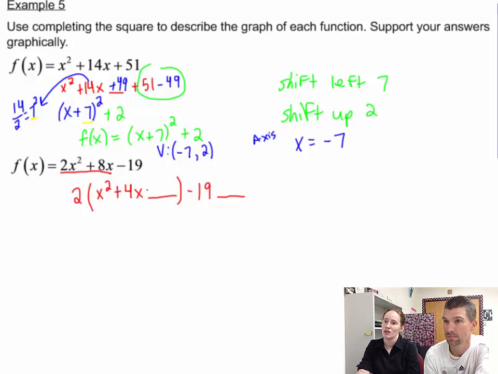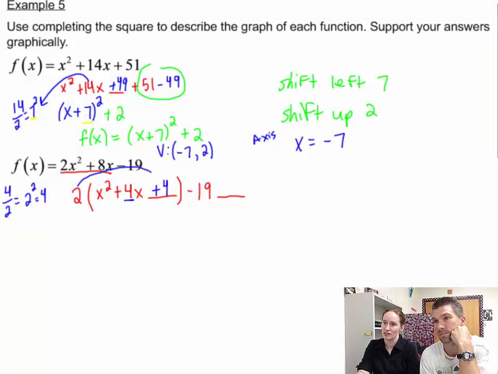Okay, so we need to figure out what to put in here. We do that using this number in front of x. We do the half squared. We're going to take half, square it, which gives us 4. So if I add 4, we need to realize what are we really adding if we add 4? 2 times 4, which is 8. So here, we need to subtract 8.